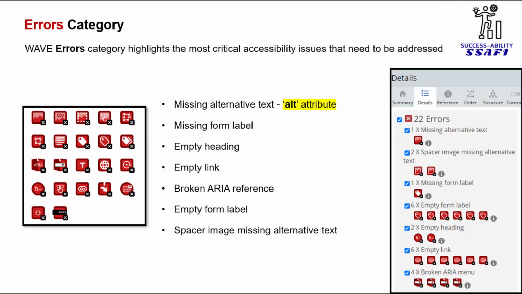WAVE identifies structural errors that can create barriers for users who rely on assistive technologies. Understanding these errors is crucial for making websites accessible to all users. Let's review 3 common accessibility errors that WAVE highlights.